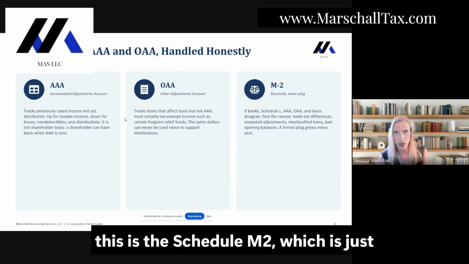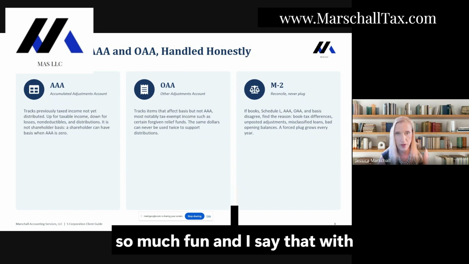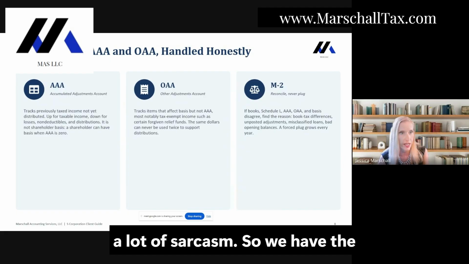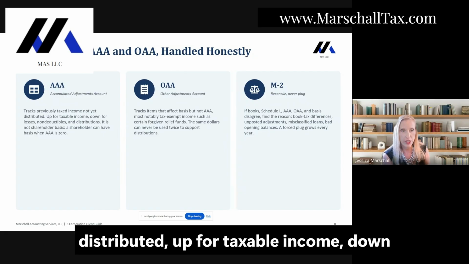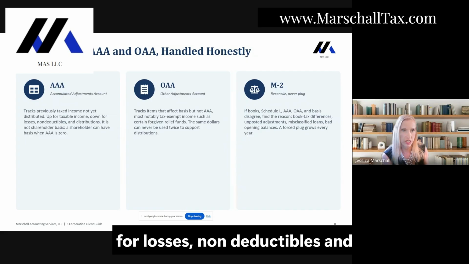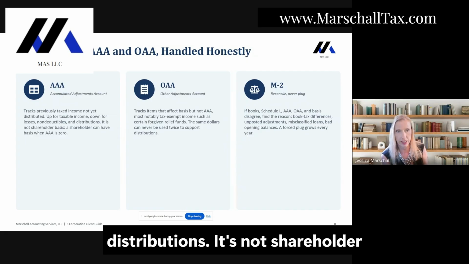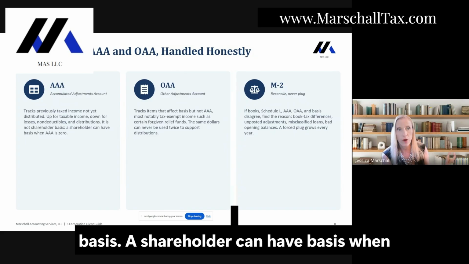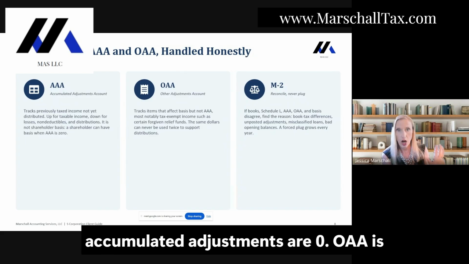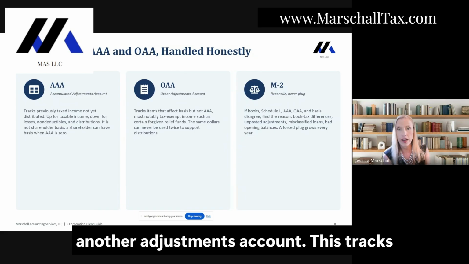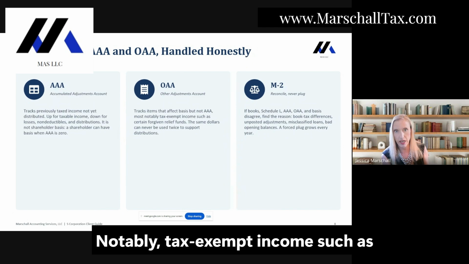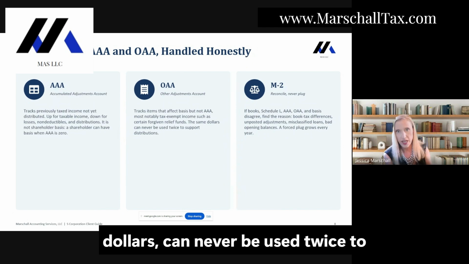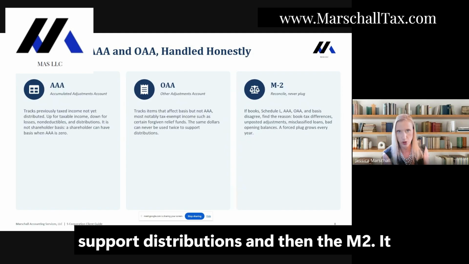This is the Schedule M-2, which is just so much fun. And I say that with a lot of sarcasm. So we have the AAA, the Accumulated Adjustments Account. This tracks previously taxed income not yet distributed, up for taxable income, down for losses, non-deductibles, and distributions. It's not shareholder basis. A shareholder can have basis when accumulated adjustments are zero. OAA is another adjustments account. This tracks items that affect basis but not AAA, notably tax-exempt income such as certain forgiven relief funds. Same dollars can never be used twice to support distributions.